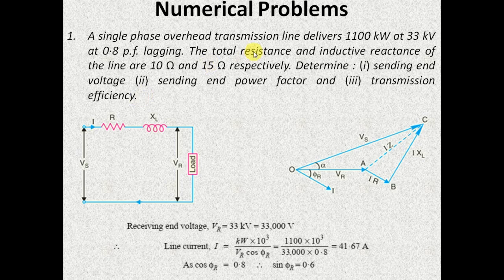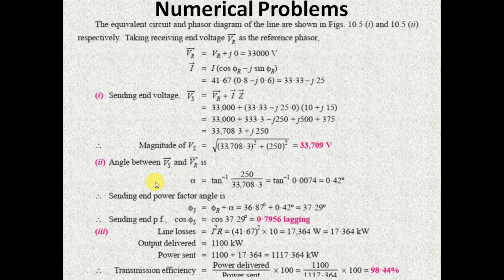Finally, you are asked to find the transmission efficiency. It's very clearly given that the power which is being delivered to the load is 1100 kilowatt. So we can find the power which is being sent from the sending end by adding this power with the total losses which are occurring in this transmission line. The losses which are occurring in the transmission line is I square R. By making suitable substitutions, we will be able to find the line losses value.